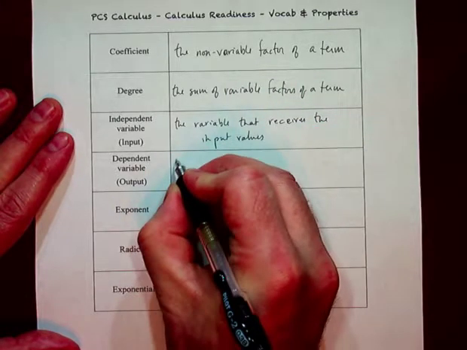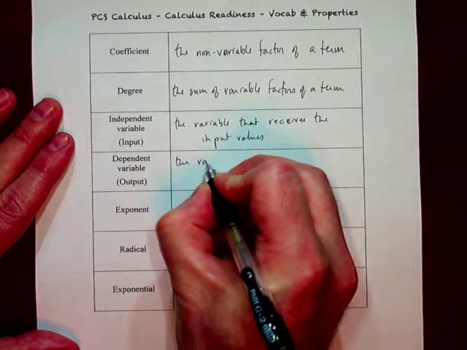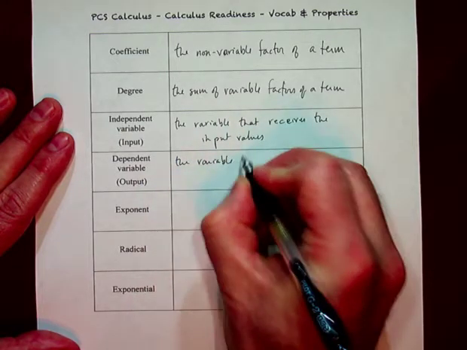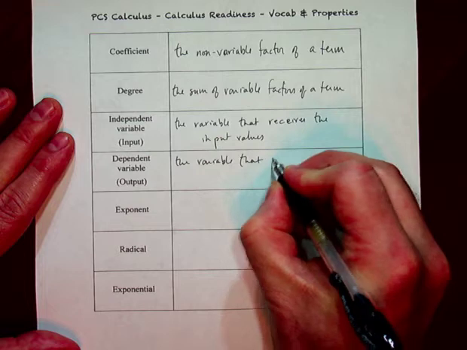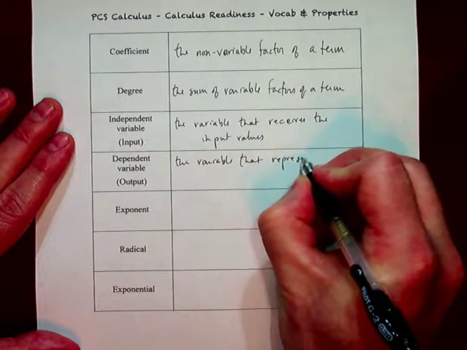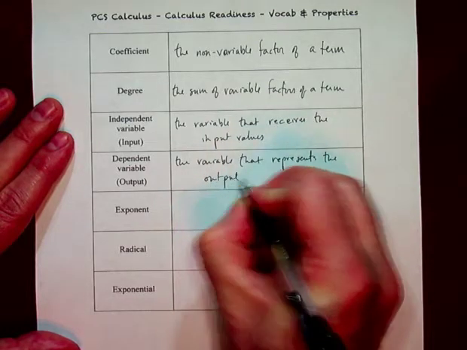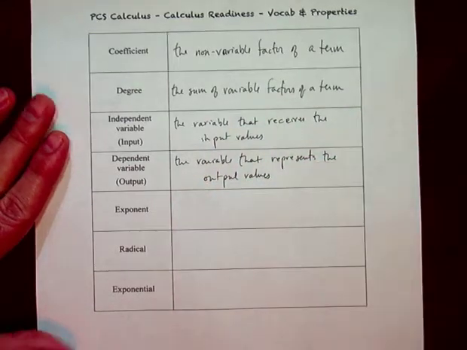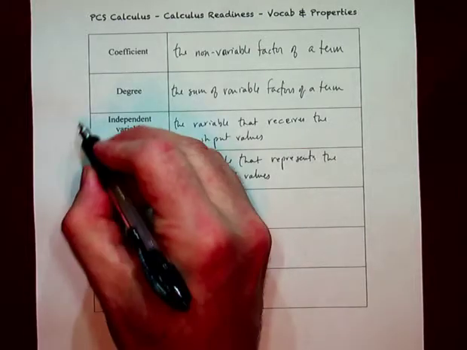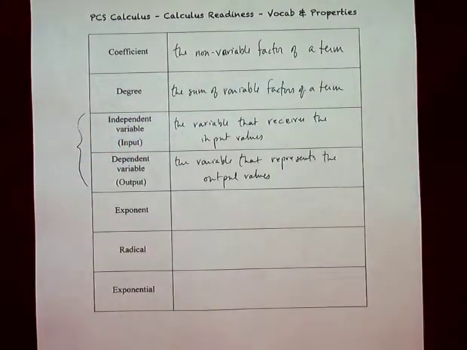Okay, and this is the variable that represents, and actually they both represent, the output values, oftentimes, for a function. Okay. And I'm not too keen on making sure that those are really, really hard and fast, but you need to remember that independent and input go together, dependent and output go together, and that's basically the thing.